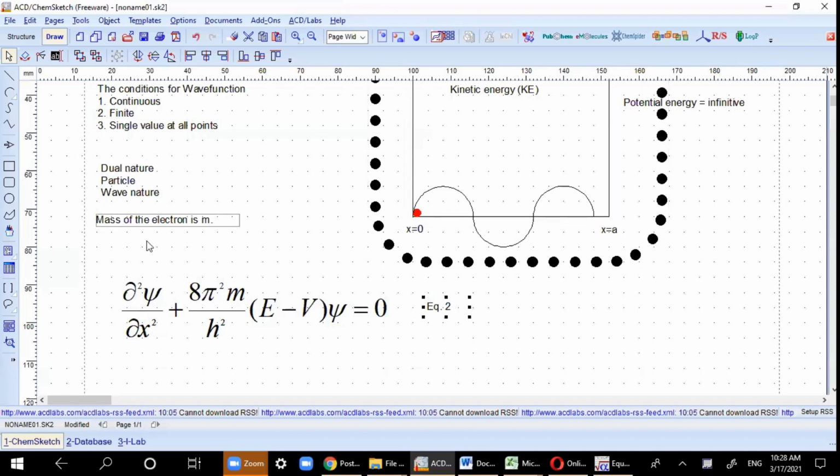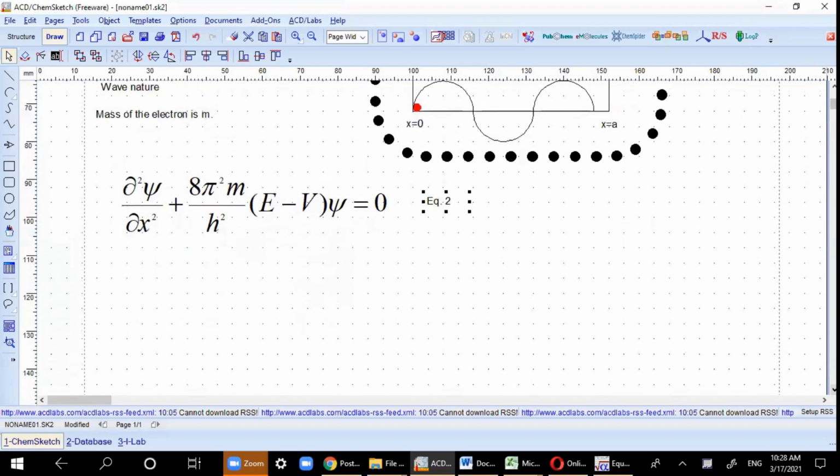Yes. So now we have two solutions for equation 2. What are those two solutions? Time dependent and time independent, or outside the box solution and inside the box solution. Let us see the solution outside the box first.